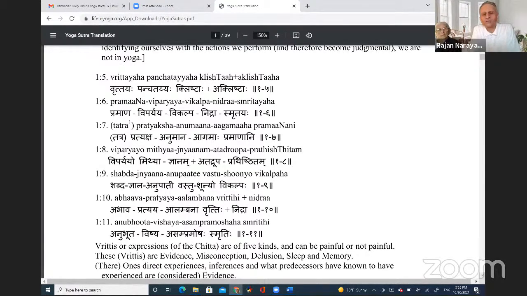The 10th sutra is Abhava pratyaya alambana vrittihi nidra. Nidra is the state where you don't have awareness of yourself. Anubhuta Vishaya Asampramoshaha Smritihi. Whatever you have experienced, Anubhuta, Vishaya, the subject matter, that is not forgotten. Asampramoshaha means that is not forgotten. That is what your memory is.